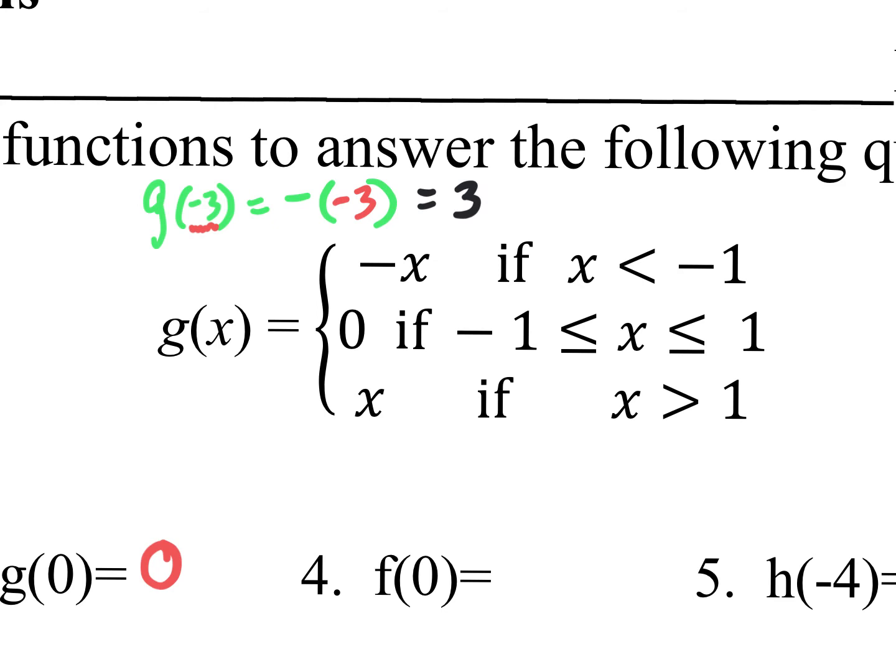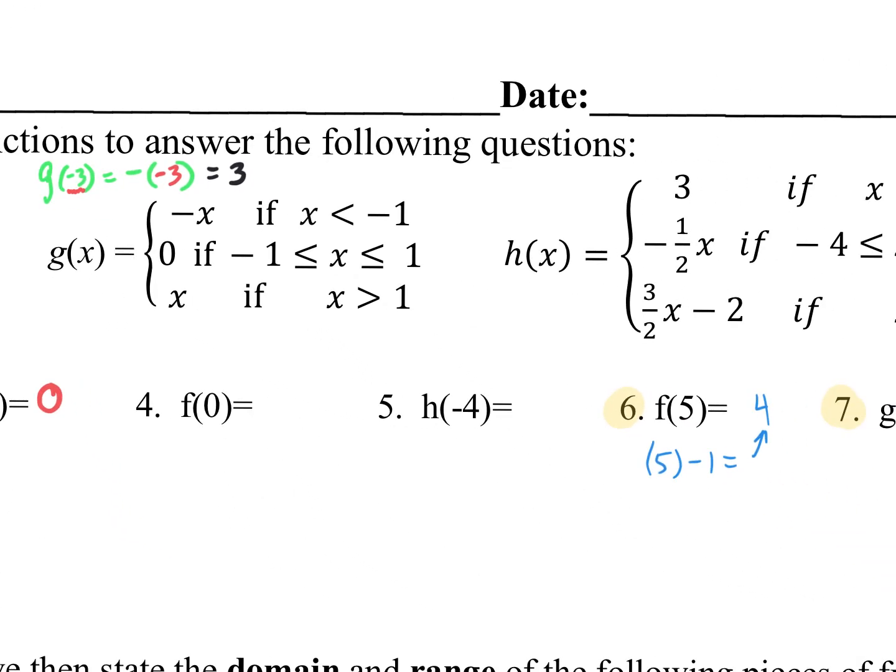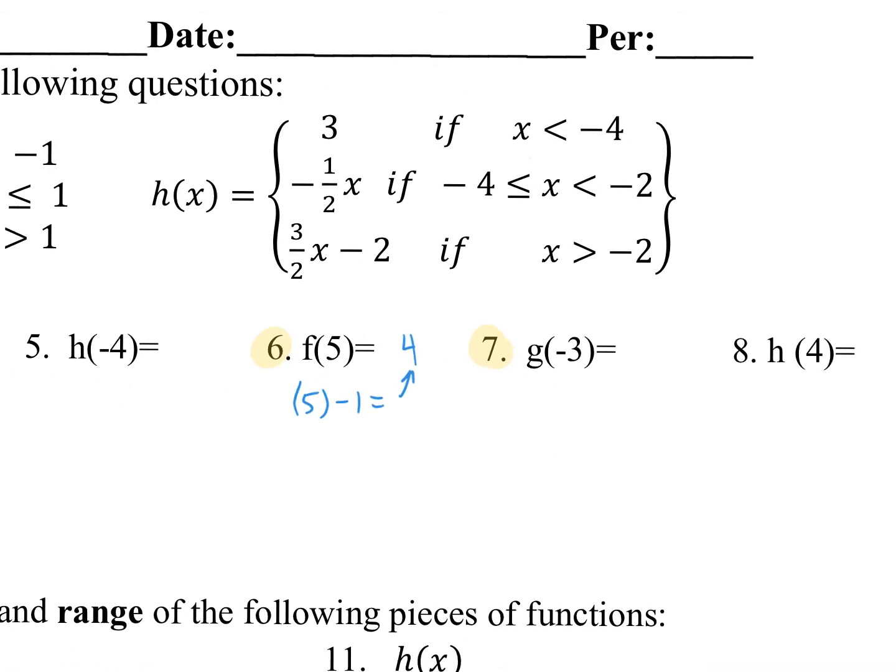Now, honestly, this stuff is not hard, but you got to pay close attention to the details. You got to know which part you're going to do based on the condition. Then you got to carefully plug it in. I recommend using parentheses. So g of -3 is +3.